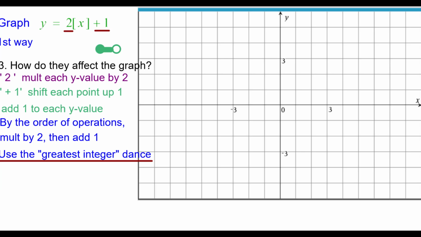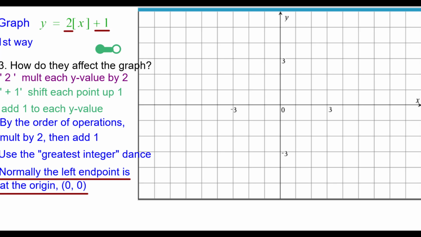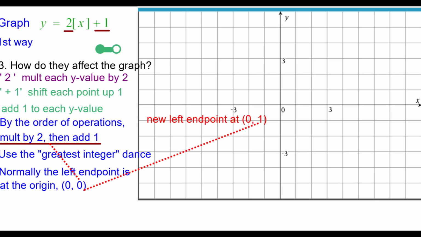And so we're going to use the greatest integer dance here. Normally we start with the left endpoint at the origin, 0, 0. But we have to multiply each y by 2 and add 1. So 2 times 0 plus 1 is 1. So our new left endpoint will be at 0, 1. So we'll plot that as a step. Closed circle on the left, open circle on the right.